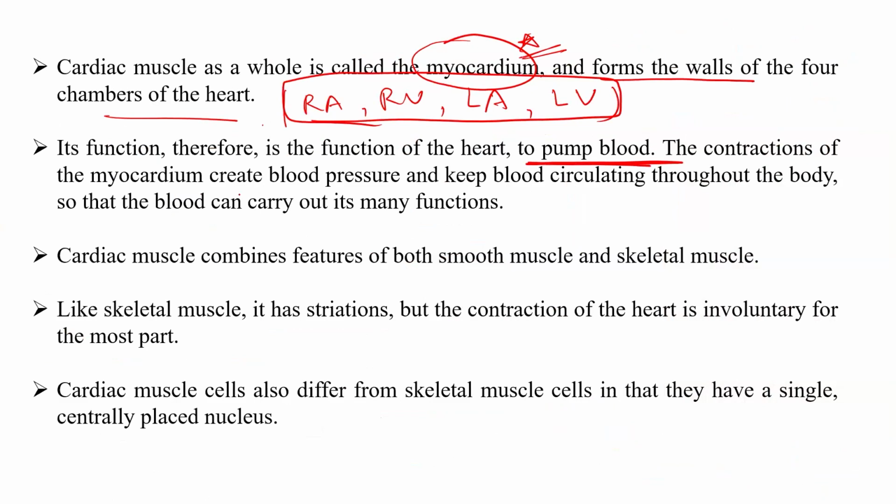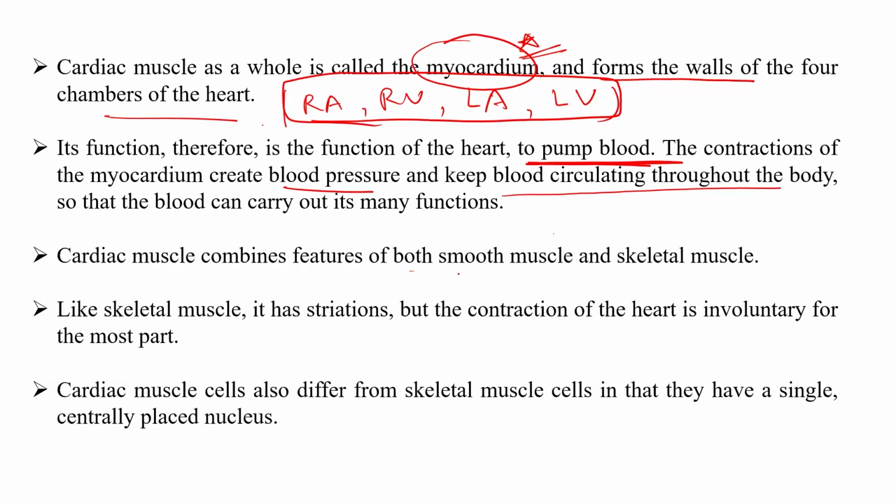The contraction of the myocardium creates blood pressure, and the blood pressure is enough to pump the blood outside the left ventricle so that it can be carried out to various organs. And therefore it keeps the blood circulating throughout the body so that the blood can carry out its many functions.